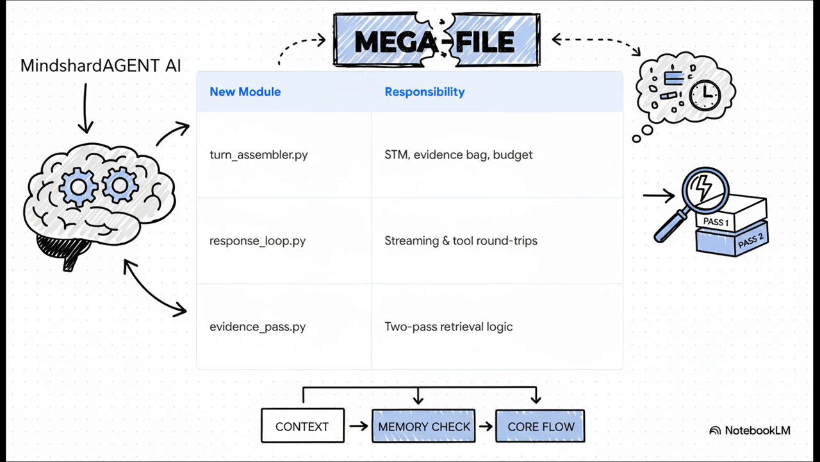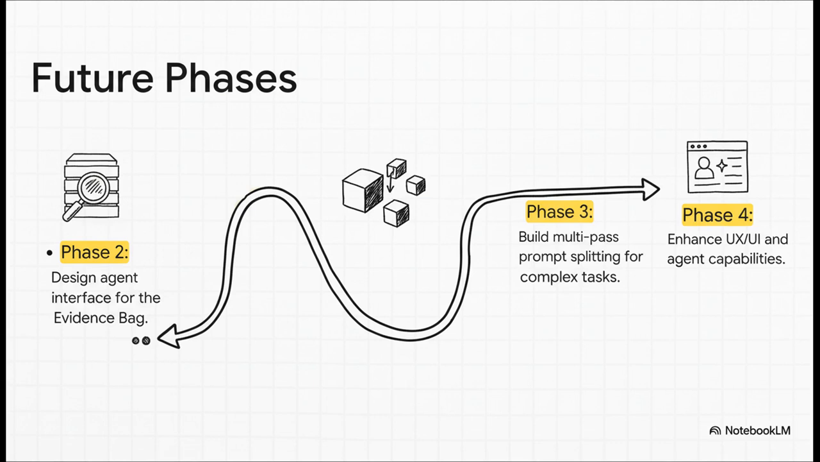They're breaking that one monster file into 3 specialized modules. One will be in charge of getting the context ready for the AI. Another will handle that 2-pass memory check we talked about. And the original file will be slimmed way down to just manage the main conversation. It's just classic, solid software engineering. And once that cleanup is done, the vision for the future gets really exciting. Phase 2 is about giving the AI a better way to search its own long-term memory. Phase 3 aims to teach it how to break down a huge, complex request into smaller, doable steps. And then Phase 4 is all about making the user experience better and adding even more cool capabilities.